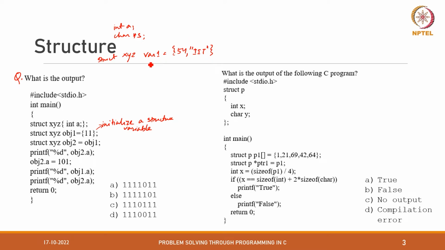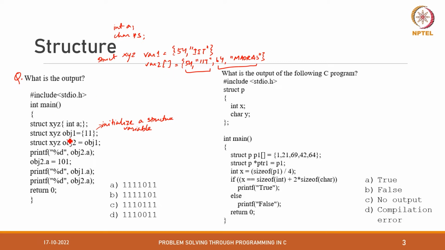Similarly, if I want to define an array of this structure, I could have done it in this way: 54 comma IIT comma 64 comma Madras. So this would define an array containing two elements. The first is 54 comma IIT, where this is A and this is S, and the next element of the array would be 64 and Madras in respective A and S. That is how you would initialize a structure variable.